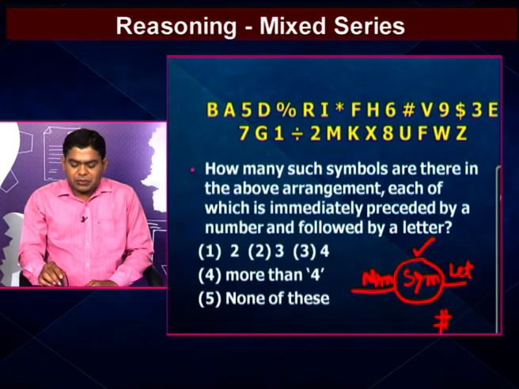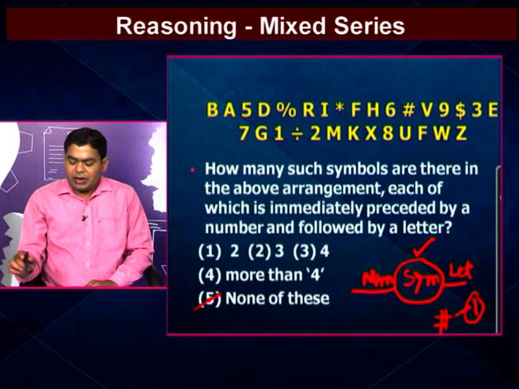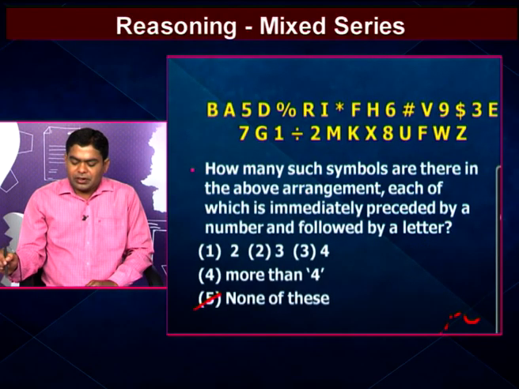So the first option is 2, the second option is 3, the third option is 4, the fourth option is more than 4, and the fifth option is none of these. Here there is no 1, so only one symbol satisfies the given condition, and there is no option 1, that means the answer is none of these. We go to the next question.